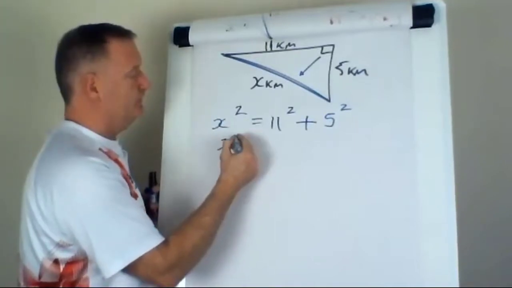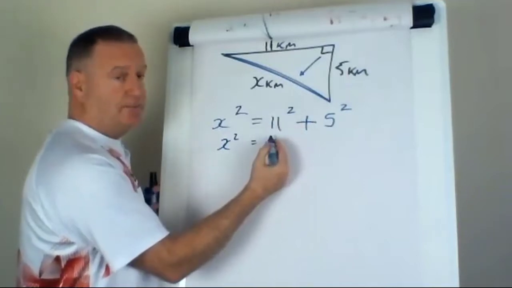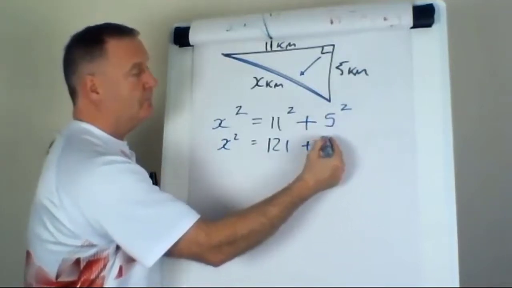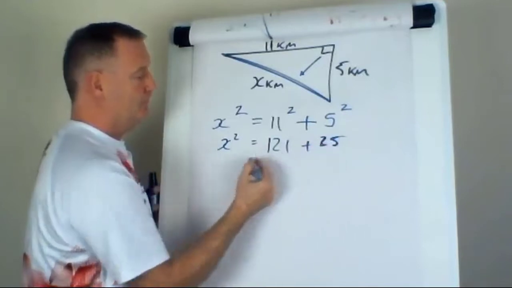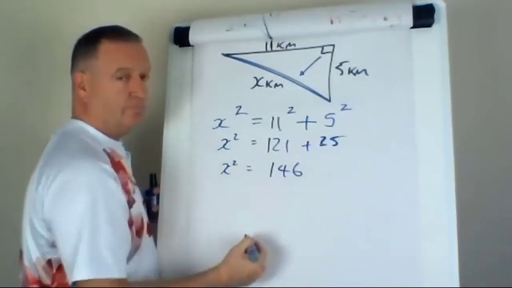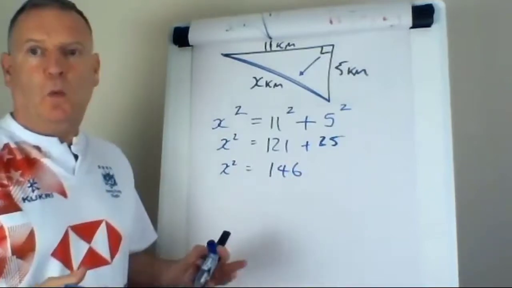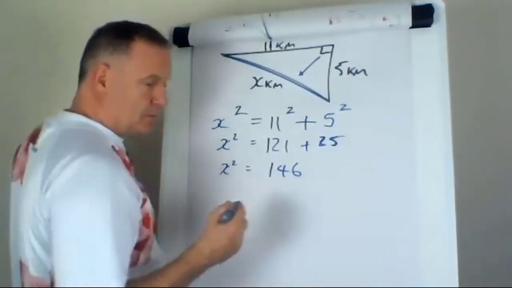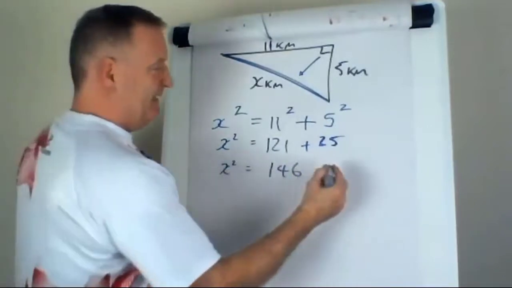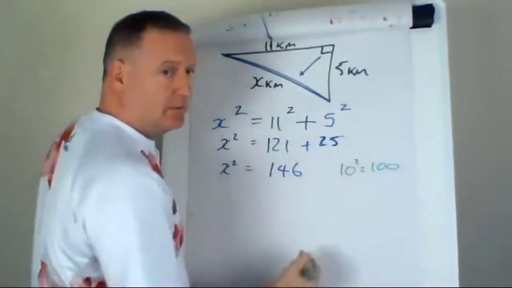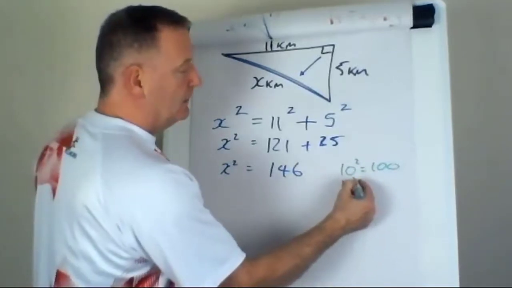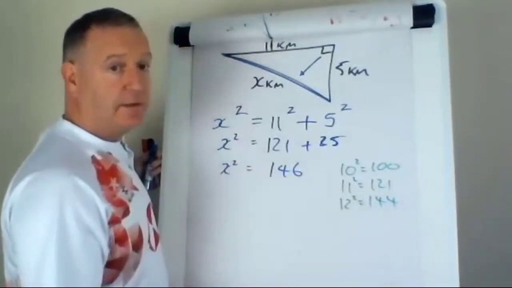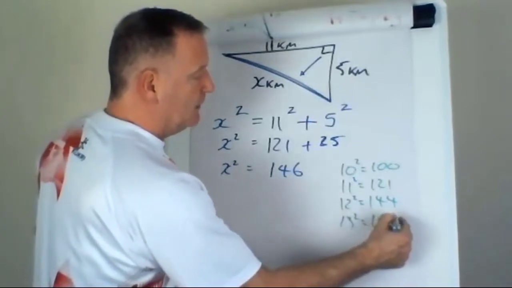My next line then? 11 squared? 121? Yep. 25. Ooh. Let me show you something. You know, 10 squared is 100, yes? 11 squared, 121, yes? 12 squared, 144, yes? 13 squared, 169, yes?